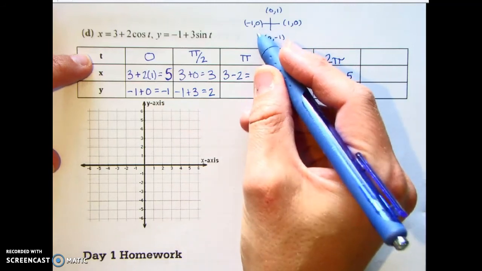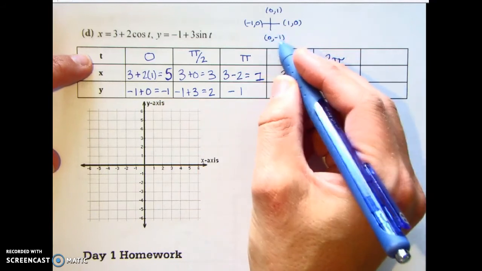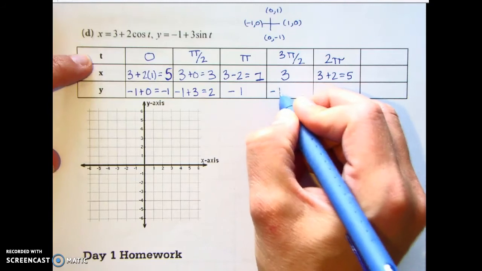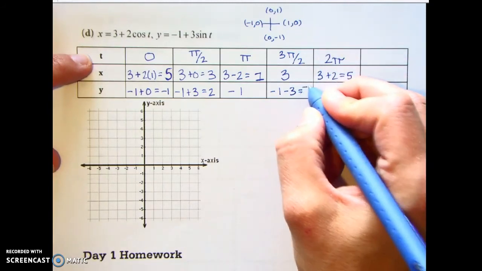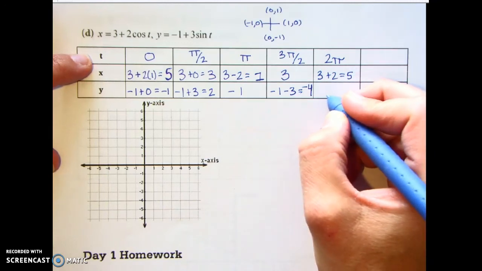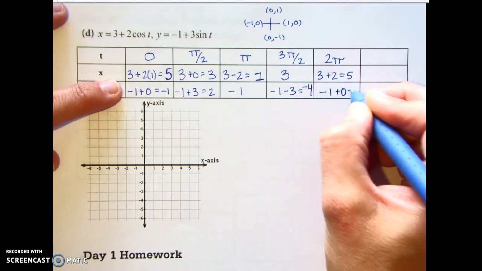The sine of pi is 0, so we have negative 1. The sine of 3 pi over 2 is negative 1, so I'm going to have negative 1 minus 3. What's that? Negative 4. Need a little bit more room here. And then 2 pi should be the same as 0. Negative 1 plus 0, which is negative 1.